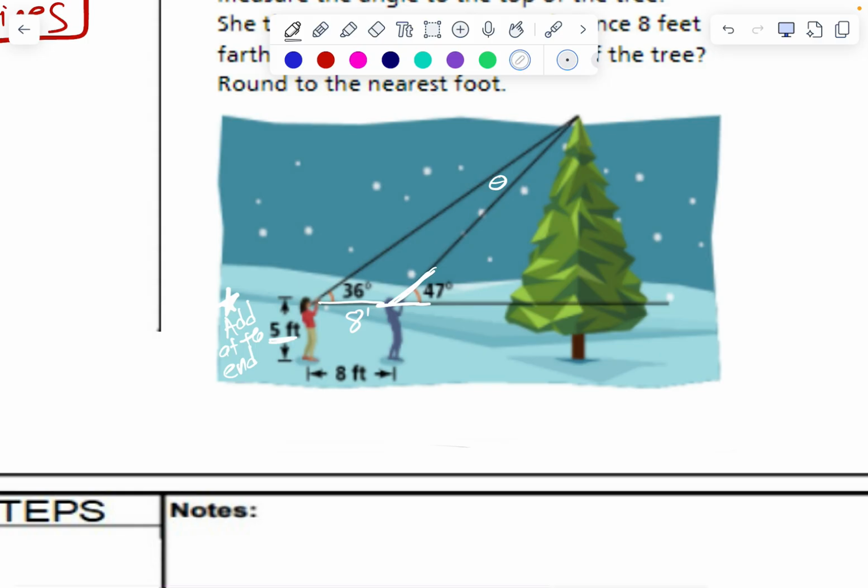Now, why do we even care about theta? Why do we need that one? It is opposite of the only length we know, right? So we have to have that angle to do anything. So theta is opposite of the only side length that we have. Okay, so let's go ahead and find theta.